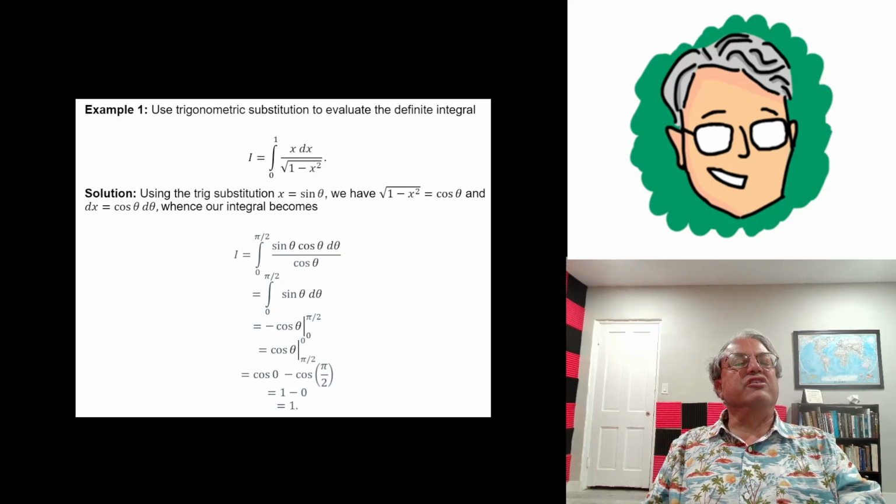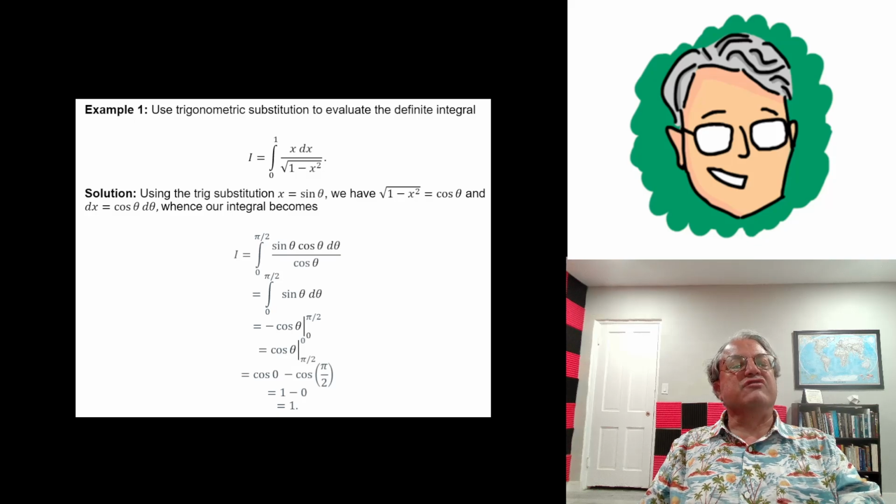x was sine theta, dx is cosine theta d theta. So now the integrand becomes sine theta cosine theta d theta over cosine theta. You notice that you can cancel the cosine thetas in the numerator and denominator. You're just left with the integral of sine theta d theta. The other thing I forgot to mention is you have to change your limits of integration whenever you make a substitution in a definite integral.